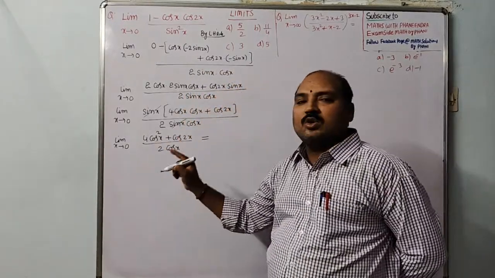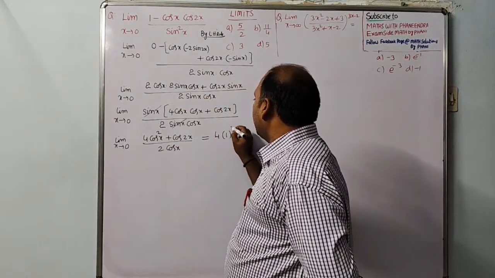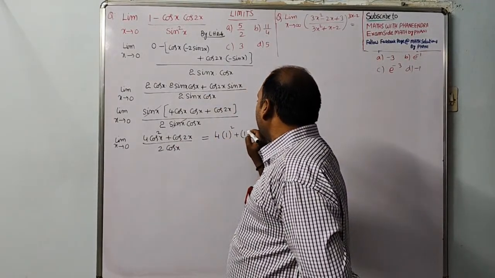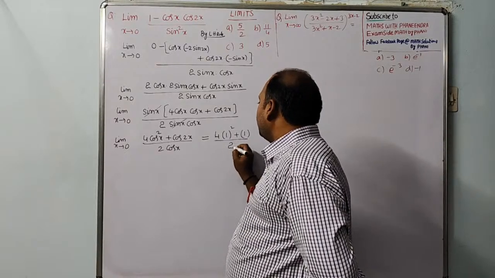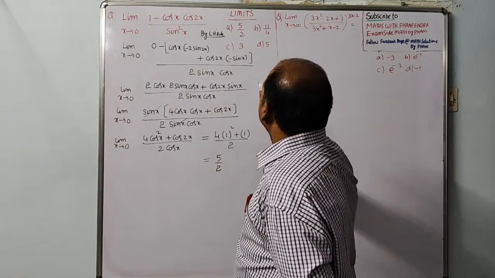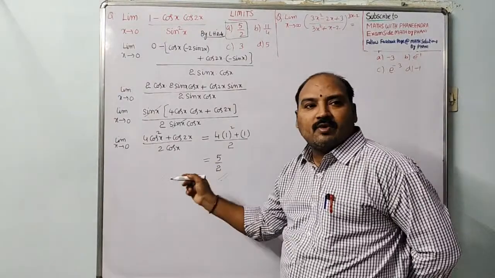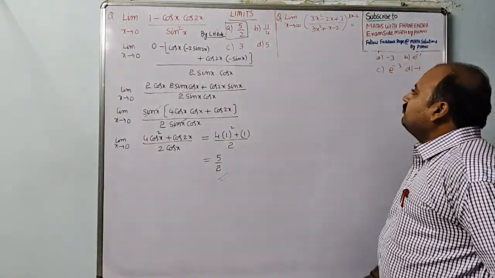So x is equal to 0, substitute. You will get 4 into cos 0 whole square, 1, plus cos 0, 1, divided by 2. So 4 plus 1 is 5 divided by 2. It is there in the first option, dear students. I hope you understand. We'll move to another question now.